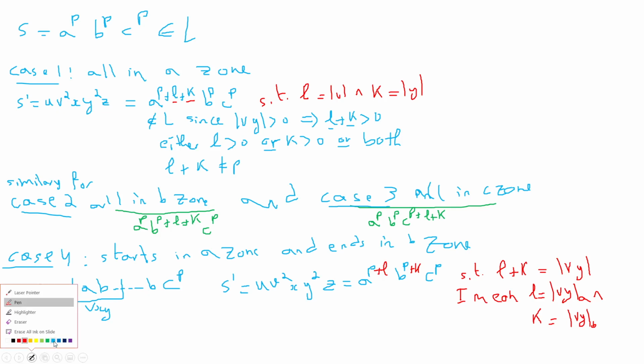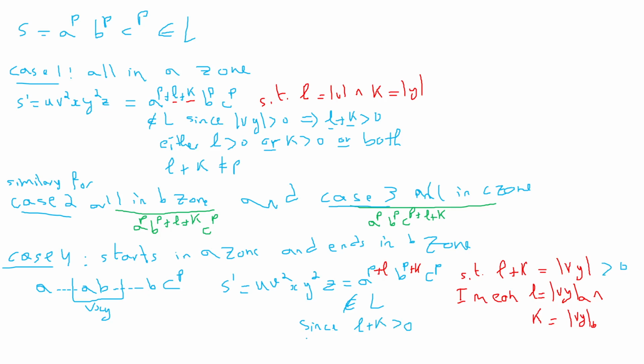However, similar to before, this does not belong to L. But why does this not belong to L? Well, same as before, since L plus K has to be strictly positive, because Vy is strictly positive. So think of the scenarios. Again, this means either one of them is bigger than 0 or both.